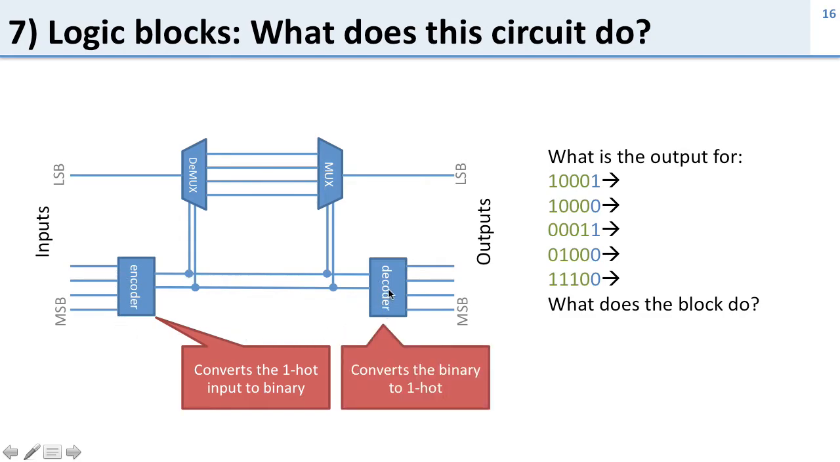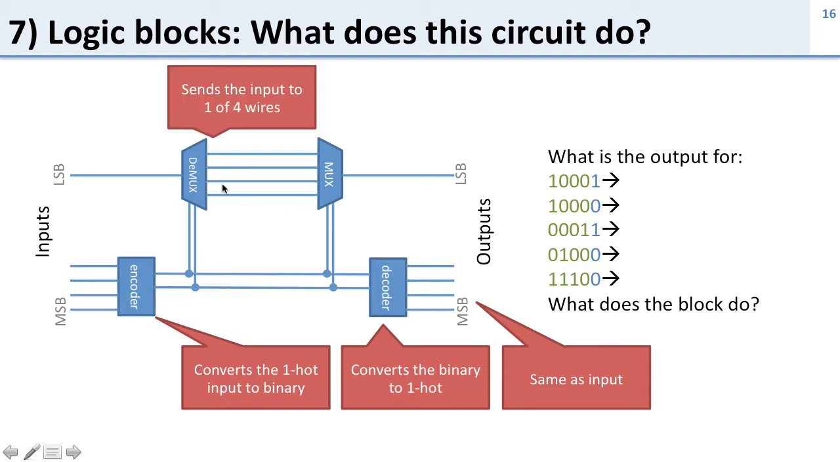Then I've got a decoder here, and the decoder is taking the output of the encoder. So this is going to take the binary value and convert it back to a 1-hot value. So I'm going from 1-hot to binary to 1-hot. So what I expect to get out here is this same value as I had on the input. I'm encoding it to binary, and then I'm decoding it from binary at the end. Let's look at what happens at the top up here. So here, this demux is going to take its input and send it to one of the 4 wires here. Which wire? Well, it's what comes out of the encoder.